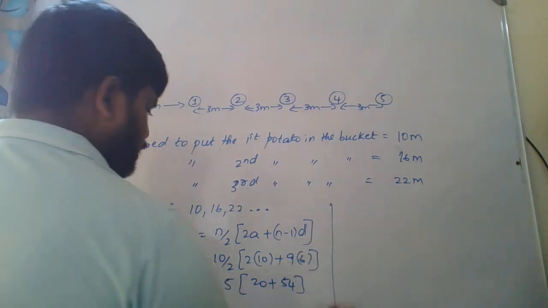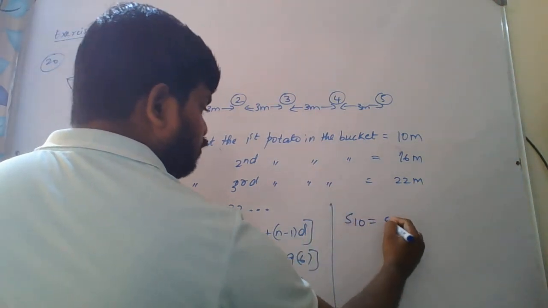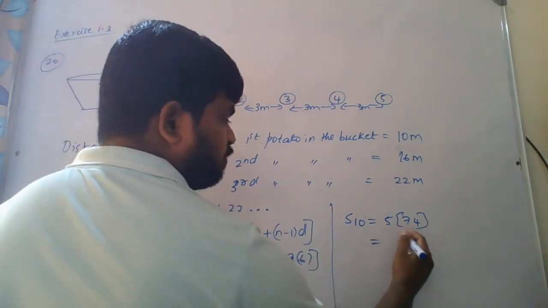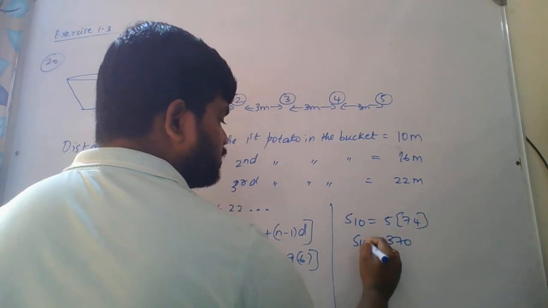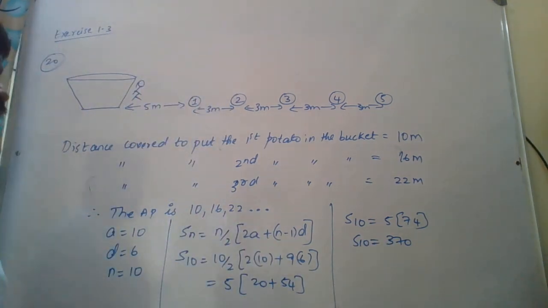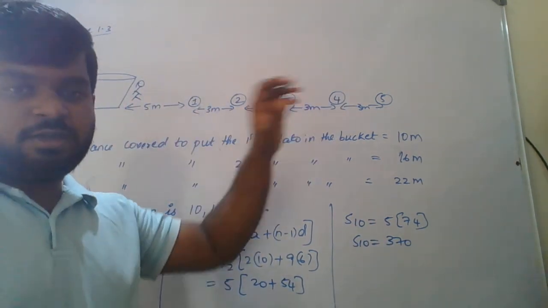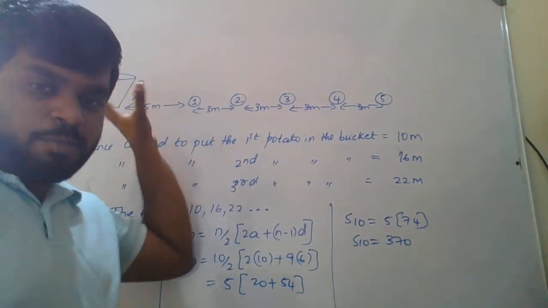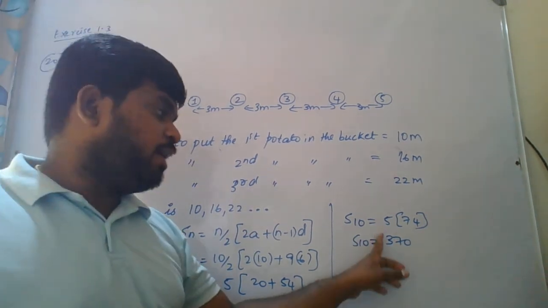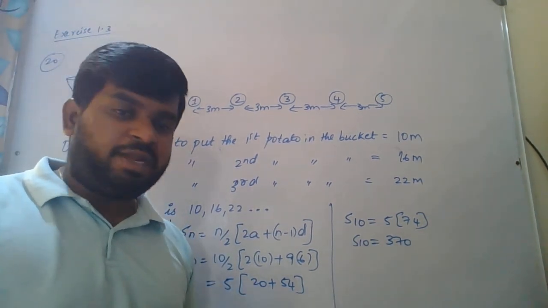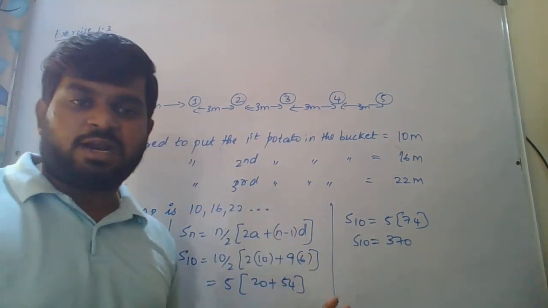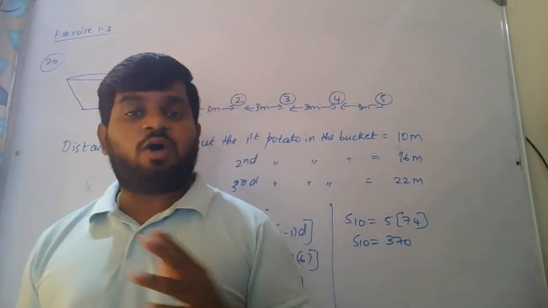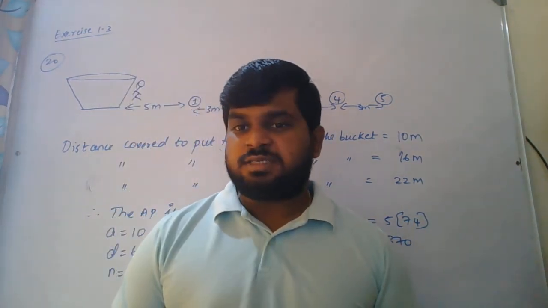So what do we get? S10 is equal to 5 into 74. So it becomes 350, 370. S10 is equal to 370. Which means the total distance that she covers in placing all the potatoes in the bucket will be 370 meters. Everything is in meters, so you have to write it at the last: the total distance that the competitor travels will be 370 meters.